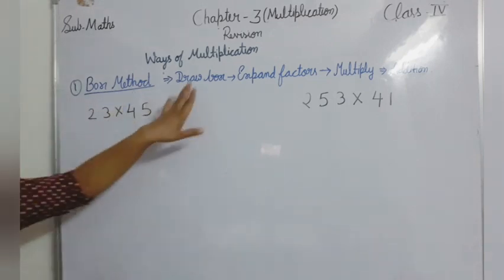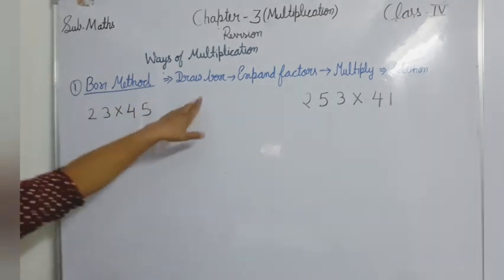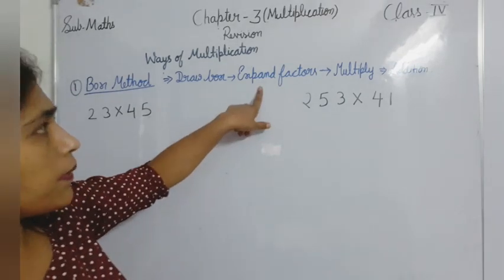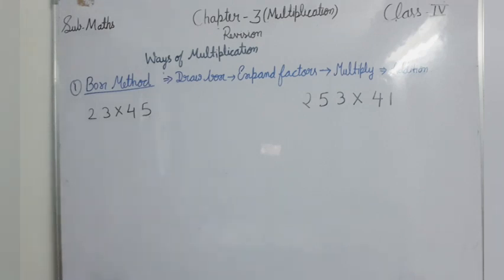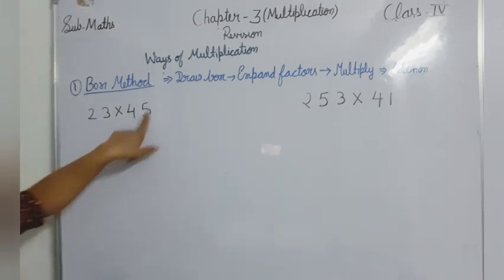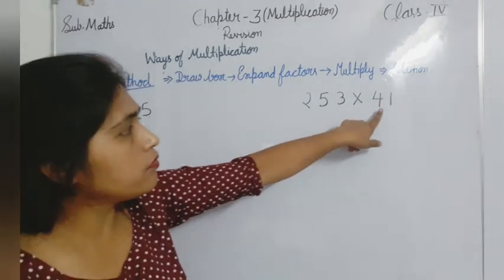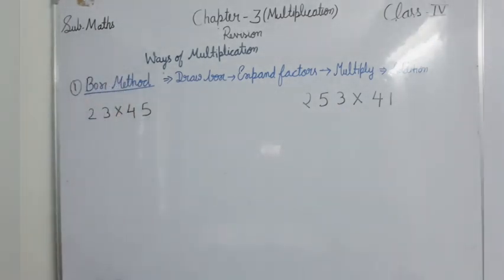Okay, so 4 steps we will follow in box method. First we need to draw a box, then we'll write the expanded factors, then multiply them, then last we'll do the addition. So now, I'm taking 2 examples here, one for 2 digit by 2 digit and second is 3 digit by 2 digits. So what is the first step? Need to draw a box.